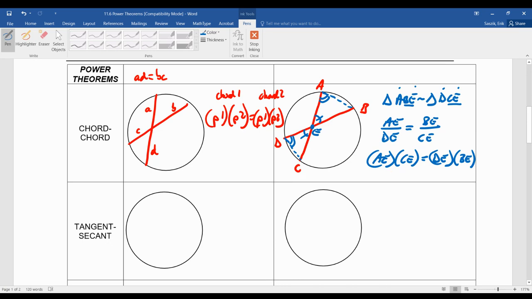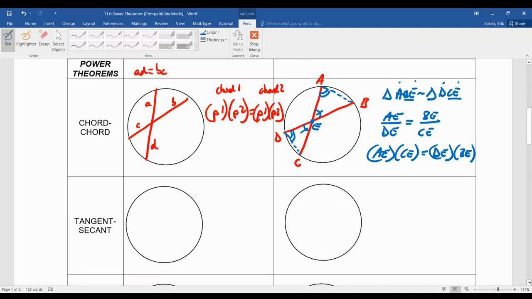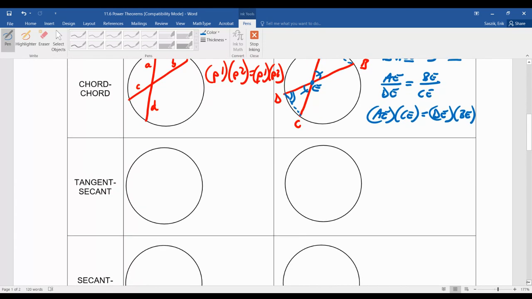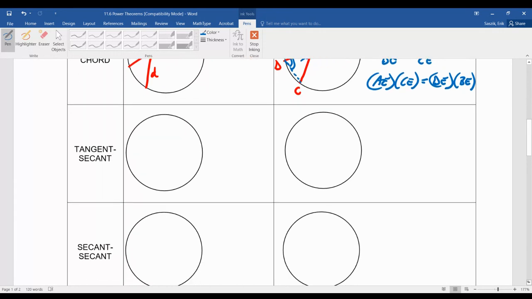You see that we've just proved the power theorem, okay? Because AE times CE, those are the parts of one chord. DE and BE are the parts of the other chord. So part times part equals part times part. How do we prove it? Similar triangles. Similar triangles is just huge. And you see there's two more of these things, okay? The next one is called a tangent secant power theorem. So there's my tangent. There's my secant.